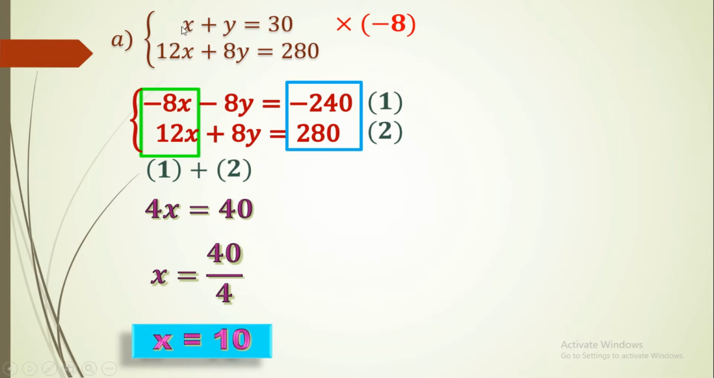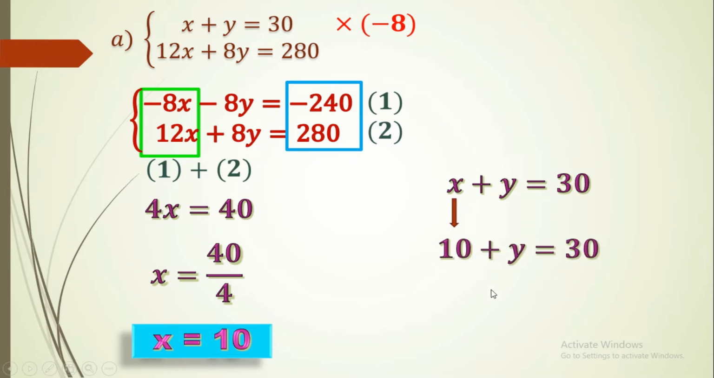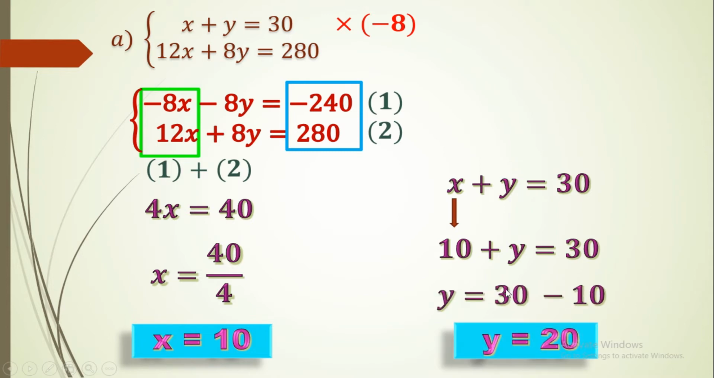Now we can replace x by 10 to get the answer for y. Well, we can use any equation. All of them will give us the same answer. Here, for example, if we use x plus y equals 30 and replace x by its value, which is 10, we get 10 plus y equals 30. Then y equals 30 minus 10.